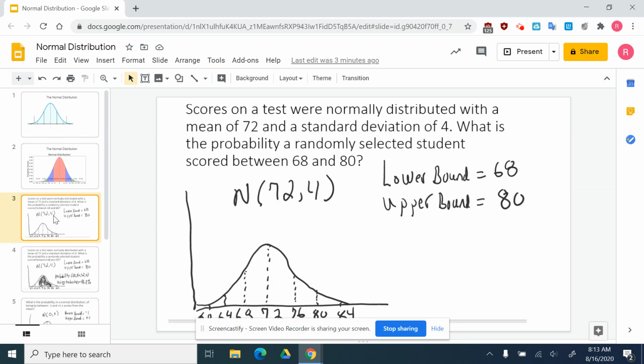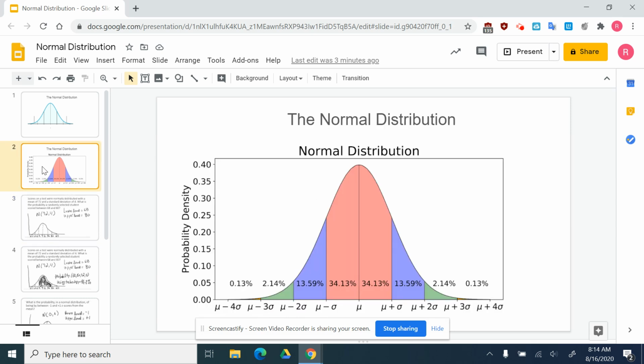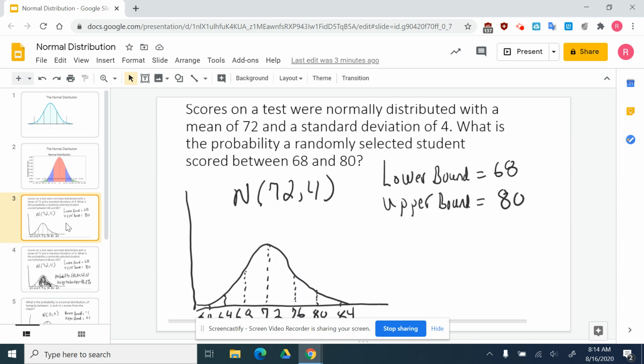All right, some examples. Scores on the test were normally distributed with a mean of 72 and a standard deviation of 4. What is the probability a randomly selected student scores between 68 and 80? When you write these, you make a sketch of the normal distribution. Do the best you can with the curve, make sure it looks reasonable. Clearly, it's not going to be as perfect as the examples I've shown.